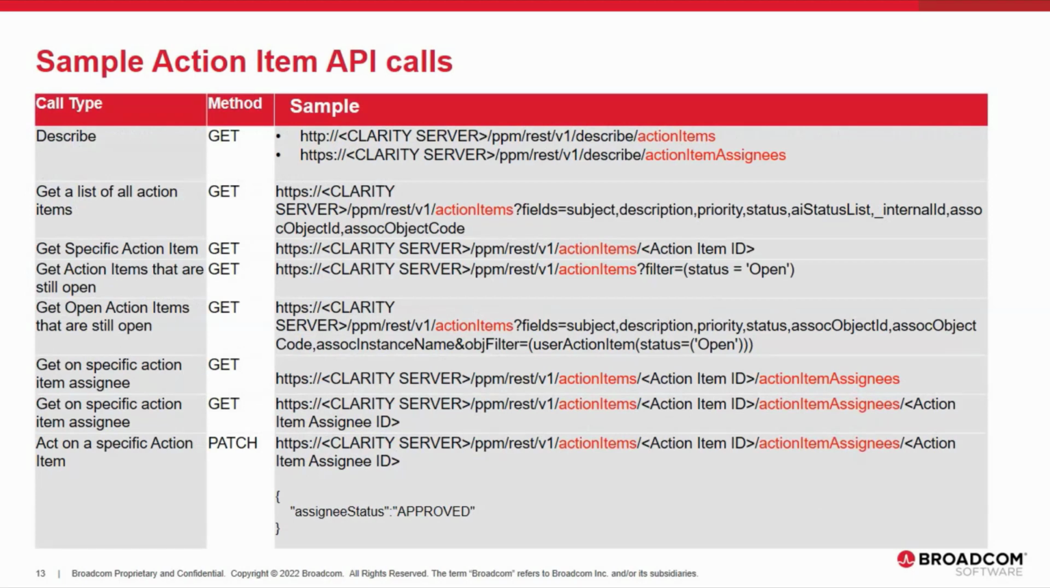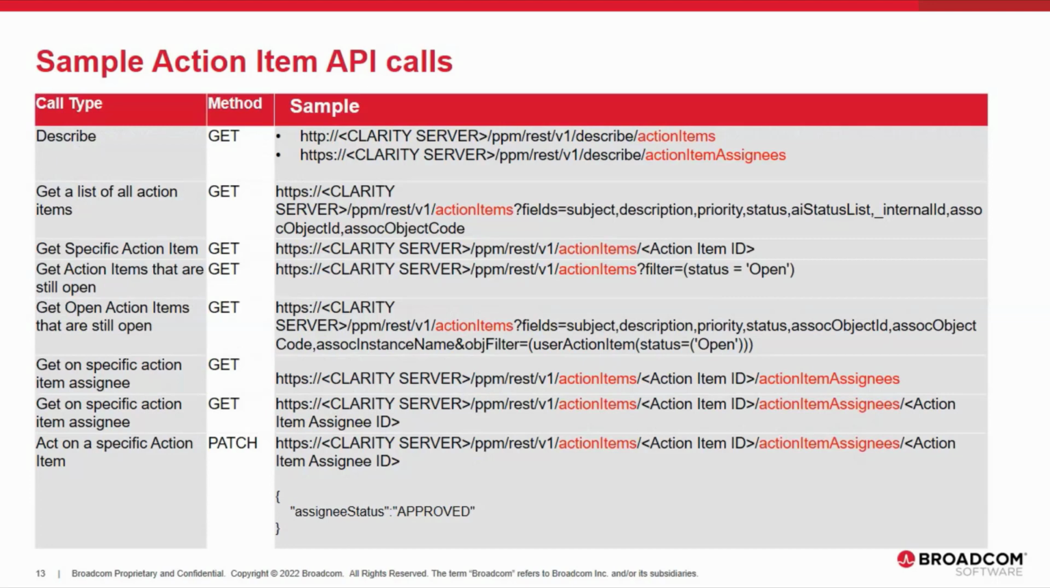Here's the full list of the different APIs and how you can make the several calls. I'm not going to read through each and every one, but you can essentially see the describe calls are available that will allow the person writing the integration or the automation to understand all the attributes that are available, as well as the type of calls that are available.